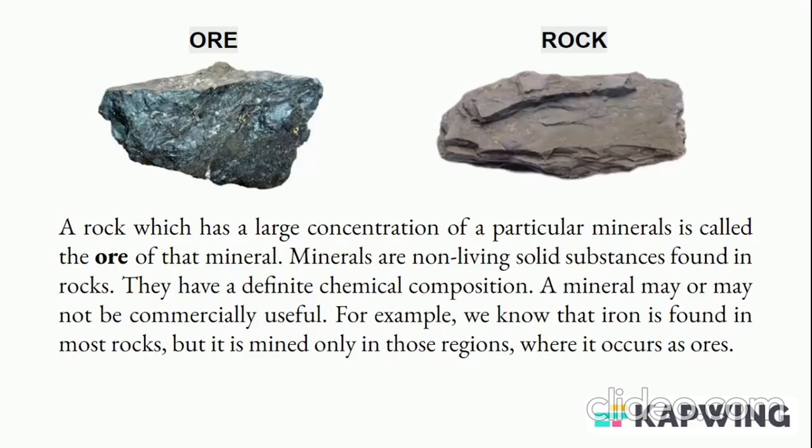A mineral may or may not be commercially useful. For example, we know that iron is found in most rocks, but it is mined only in those regions where it occurs as ores. So please pay attention to this. Each and every rock contains some amount of minerals, but we do not break each and every rock and take out that mineral. We only extract minerals from ores. Ores means what? Rock which has a large concentration of particular minerals. Understood?